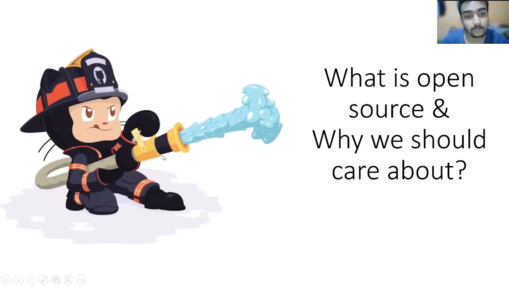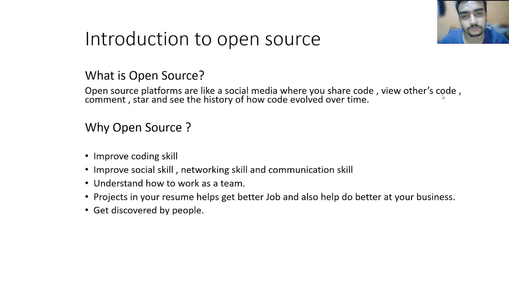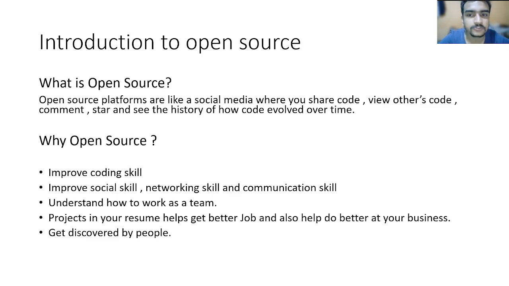What is open source and why should we care about it? This is the first question that you are going to ask me. Open source is like a social media, similar to Instagram and Facebook. On Instagram and Facebook, you share your photographs, your moments. Here we share our code, view others' code, comment, star, and see the history of how code evolved over time. Moreover, we can also contribute to others' projects. We can find issues in others' projects. We can fix bugs and do a lot of things.